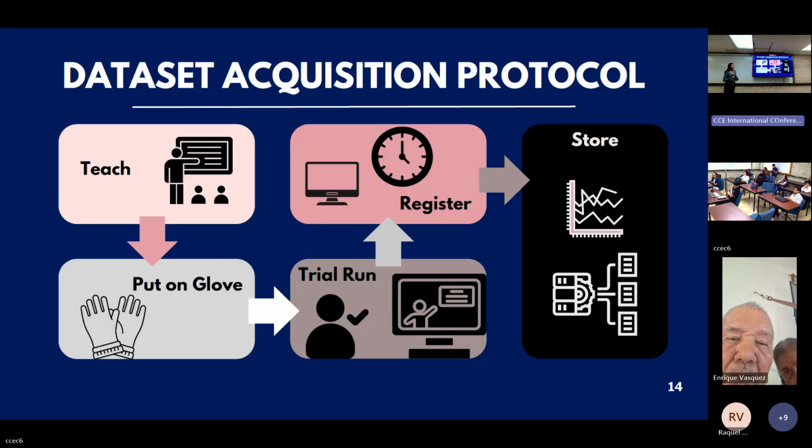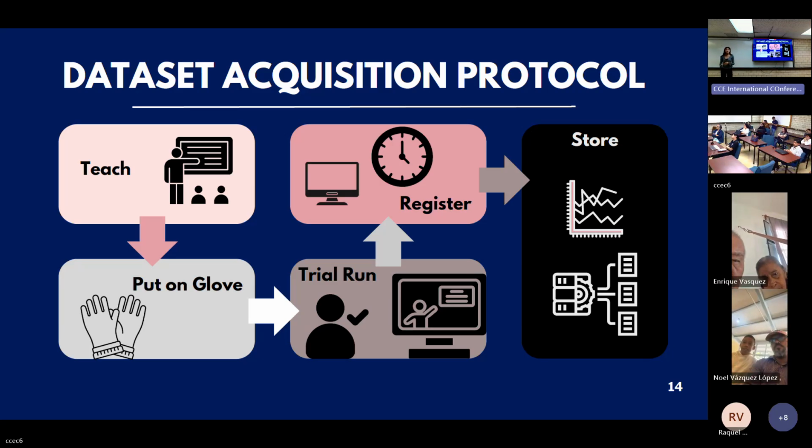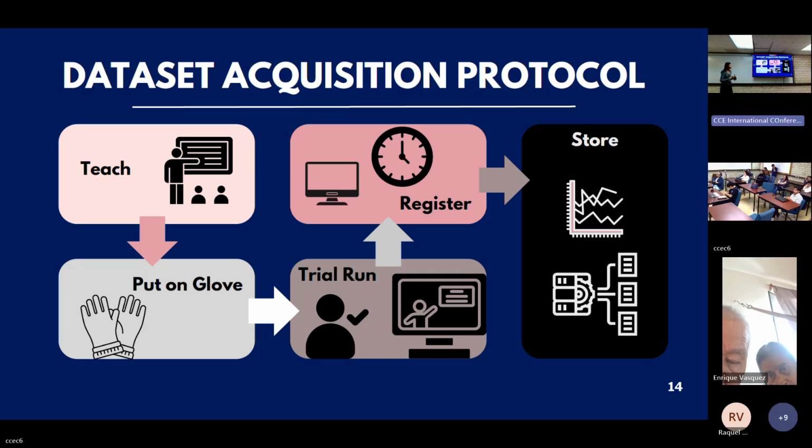To start with this, we decided to create an acquisition protocol for the data set we were going to use for this system. So to start, we first had to teach our test subjects these gestures that we limited before, right? So for our case, we used a 24-year-old male as a test subject to do all these gestures. We first teach him the gestures, then we put on the glove and our prototype. Then we do a trial run to make sure the signals are being registered correctly. And after that, we start to register gesture by gesture. And then, of course, store it into our data set.